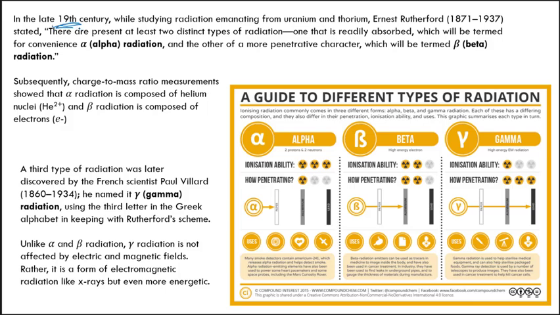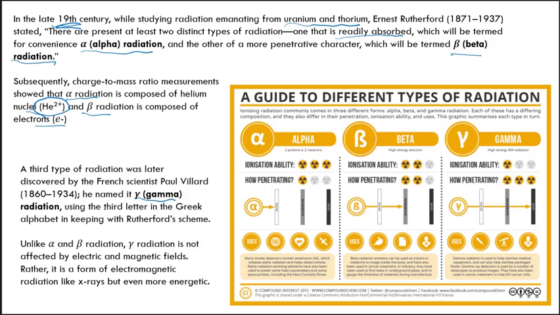Now, late in the 19th century, while studying radiation emanating from uranium and thorium, Ernest Rutherford stated, "There are present at least 2 distinct types of radiation, one that is readily absorbed, which will be termed for convenience alpha radiation, and the other a more penetrative character, which will be termed beta radiation." Subsequently, charge to mass ratio measurements showed that alpha radiation is composed of helium nuclei, and beta radiation is composed of electrons.